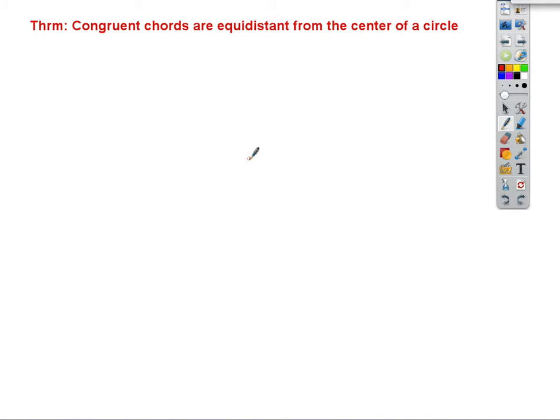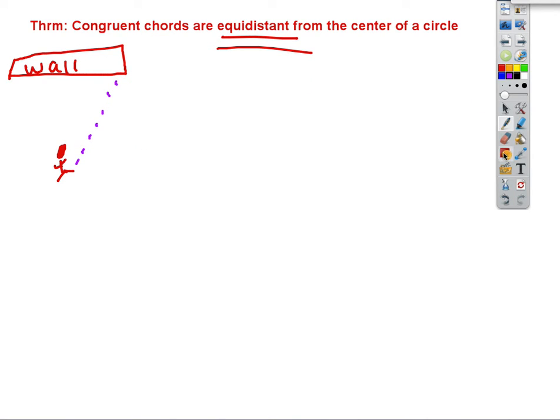Another theorem that we have is that congruent chords are equidistant from the center of a circle. When we talk about distance, it infers perpendicularity. Say this is a wall, and you're standing here, and I asked you what is the distance from where you are standing to that wall. You wouldn't measure it at an angle. You would measure the perpendicular distance to that wall. So when we talk about distance, we are inferring a perpendicular segment.